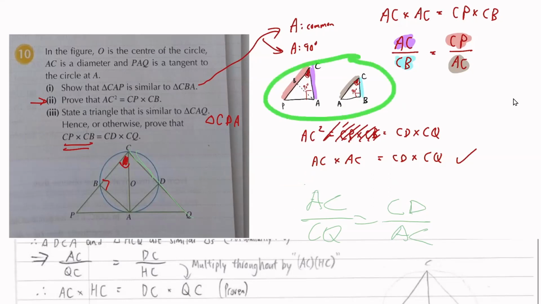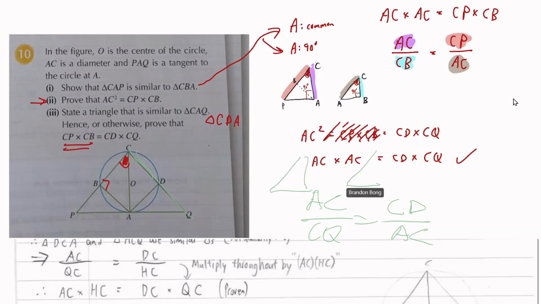This came from part 1. Triangle CDA. Yes, correct. And CAQ. Exactly, yes. So can you draw it? Can you draw it in this orientation, like one big, one small in the exact same orientation? Okay, try.